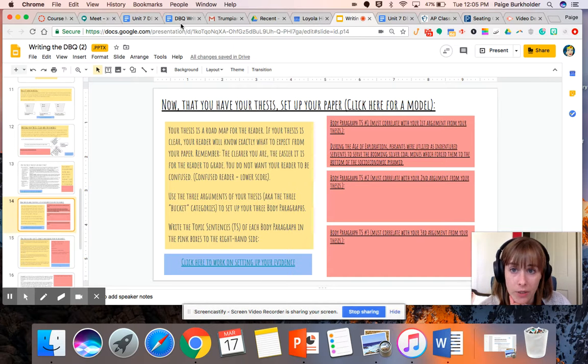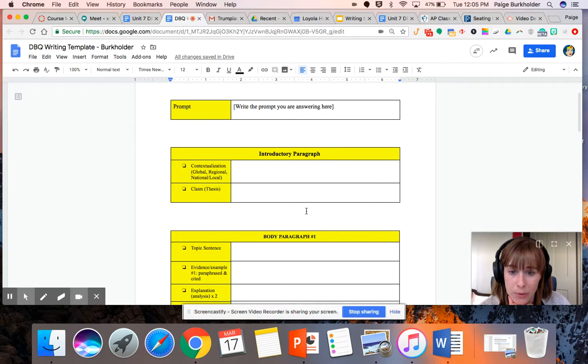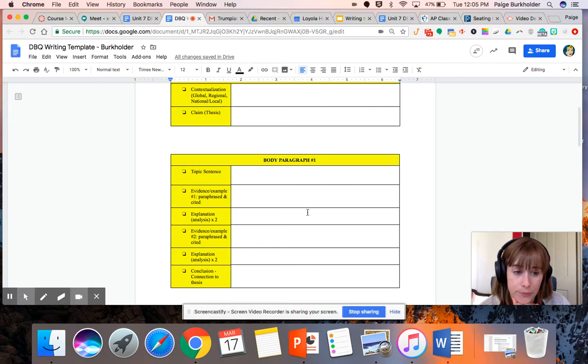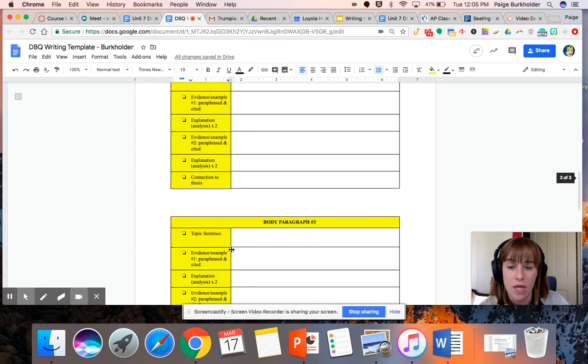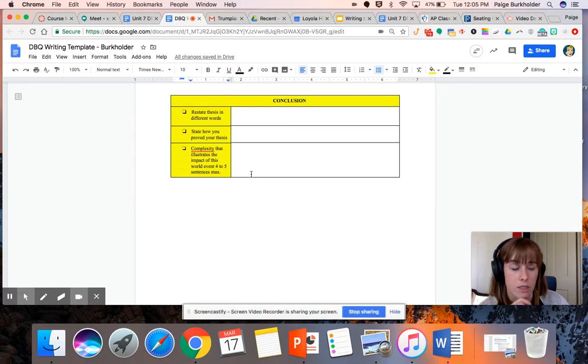If I moved really quick for you and you're kind of like, that was a lot, Ms. Burkholder, I have this template for you. It's the same template that we used for the last DBQ last semester, but I kind of just beautified it a little bit. So essentially, I have it here. Topic sentence, evidence, explanation times 2. Evidence, explanation times 2. Okay? And so you'll do that throughout your essay until you get to the conclusion. So this is another resource you can use as you are writing these next 2.5 weeks. Okay?